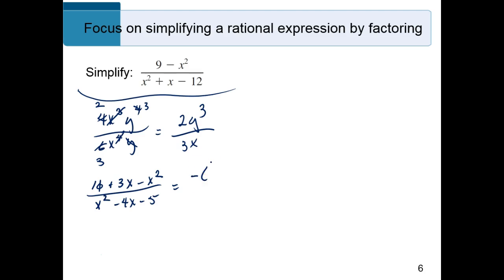What will your new numerator be when you factor out the minus 1 and put it in descending order of powers? What will be your first term? X squared. Second term? Minus 3x. Good catch there. Remember, you're changing signs of everything inside. Next. Minus 10. Very good catch. Divided by x squared minus 4x minus 5. Okay?